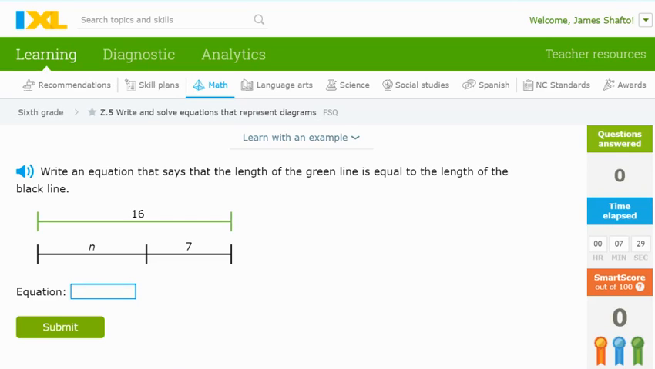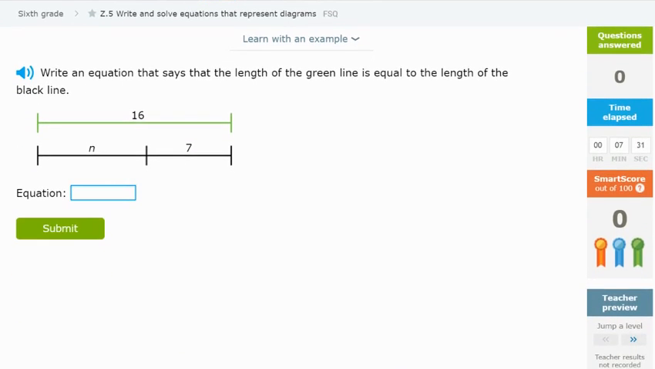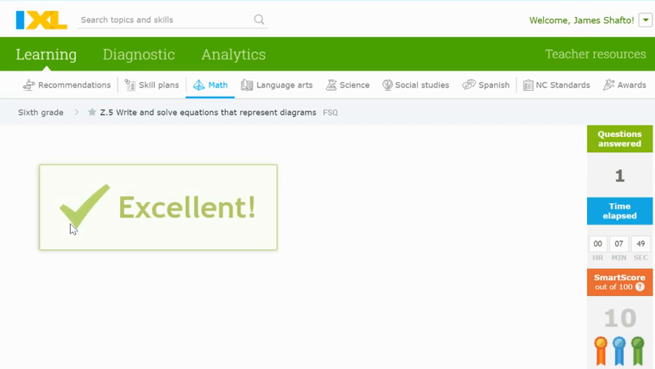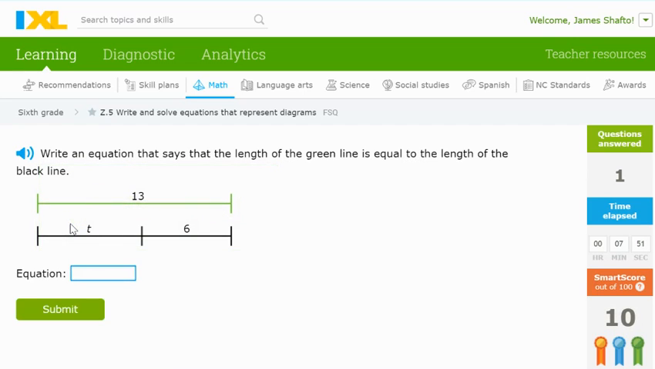The question says, write an equation that says that the length of the green line is equal to the length of the black line. And this is pretty easy. We're just going to look at our section and we're going to say, well, this is 16 equals n plus 7. Because I have an n and I have a 7 and they add together, and I have 16 up top. Next one, I would write 13 equals t plus 6.